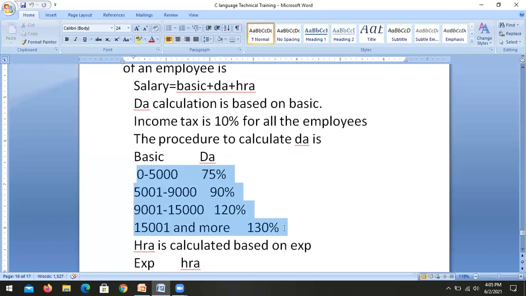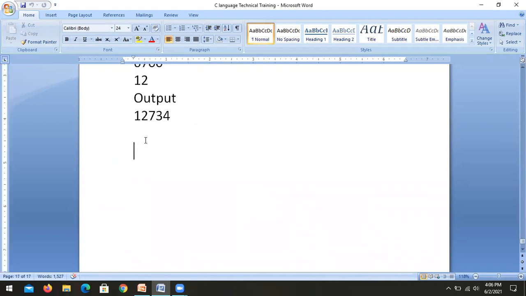This is the theory part they have given. If the basic is less than 5,000, 75%; 5,001 to 9,000, 90%; 9,001 to 15,000, 120%; more than 15,000, 130%. This is the percentage. For these percentages you have to write a mathematical formula. Nobody will tell you the formulas; you have to develop them yourself. 75% is 0.75, or 75 by 100, as you wish. So for the DA calculation, you have to write the formula.